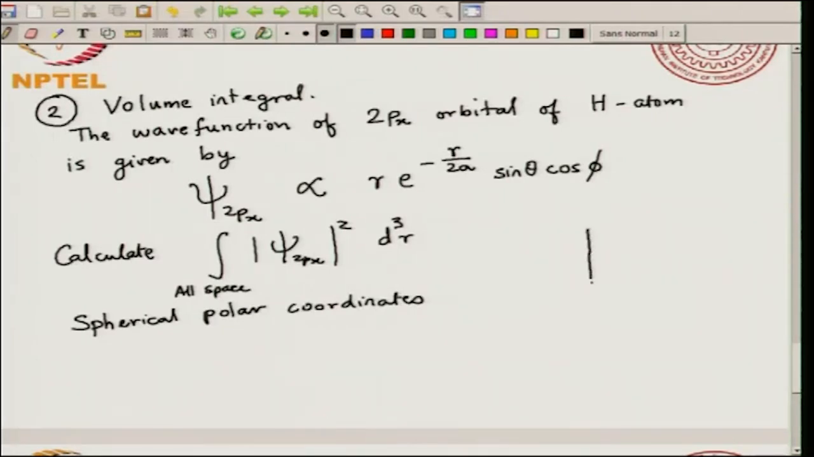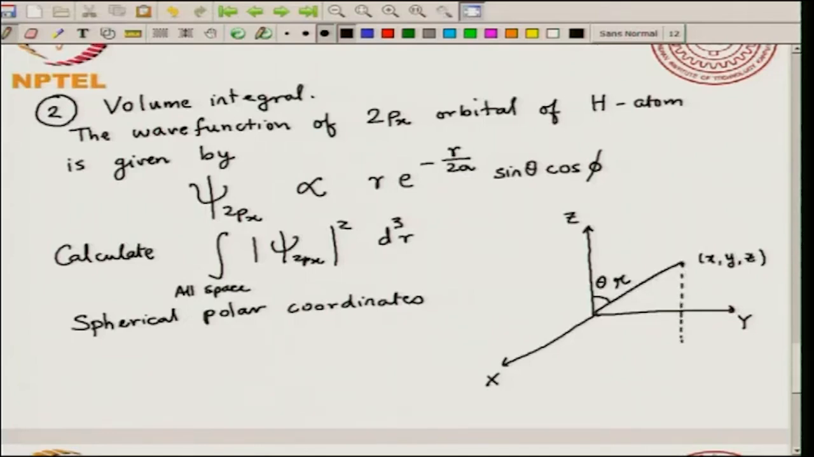So what are spherical polar coordinates? If you have a coordinate system where these are the axes x, y, z, then if there is a point, x, y, z are the coordinates of that point. Instead of using x, y, z coordinates, you use spherical polar coordinates, where r is the distance of the point from the origin, theta is the angle that this r makes with the z axis, and phi is the angle that a projection of r onto the xy plane makes with the x axis. These three coordinates define the usual spherical polar coordinates.